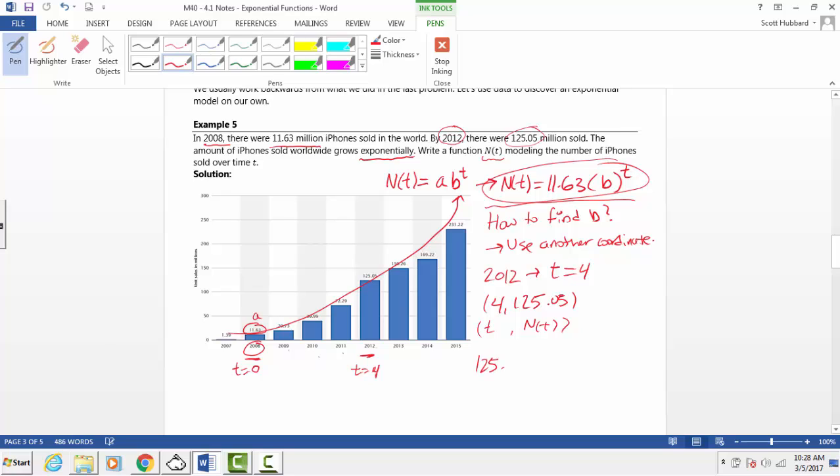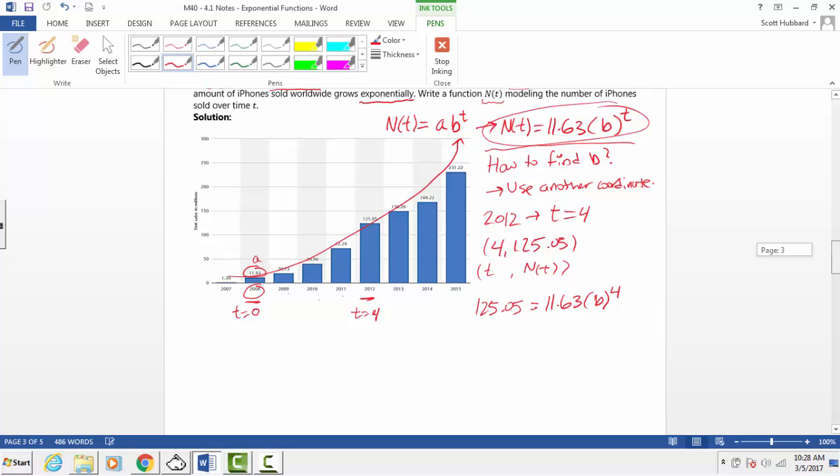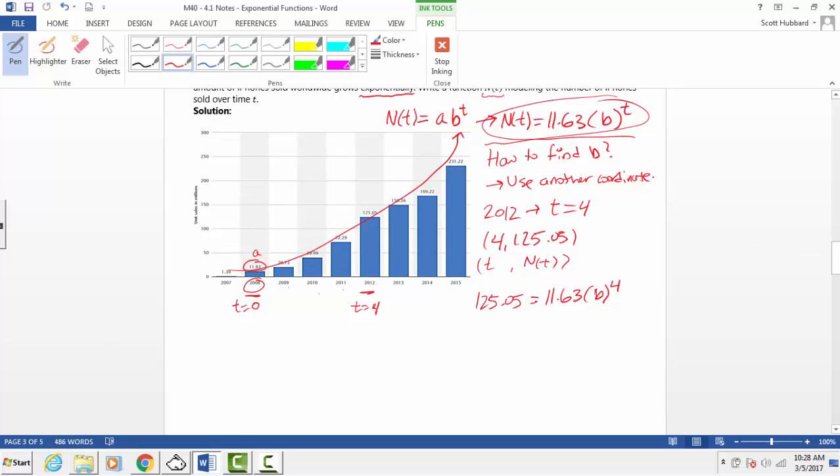125.05 is equal to 11.63 times b, we don't know b, raised to the t, which is to the 4th power. Okay, and then the algebra we want to do to solve this: we want to isolate b, so we've got to divide both sides by 11.63. Those cancel.